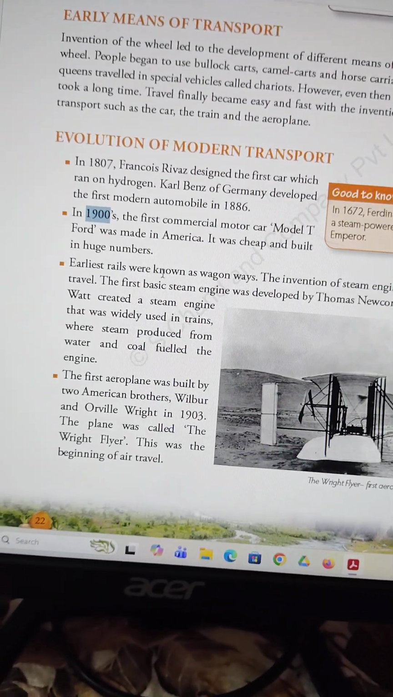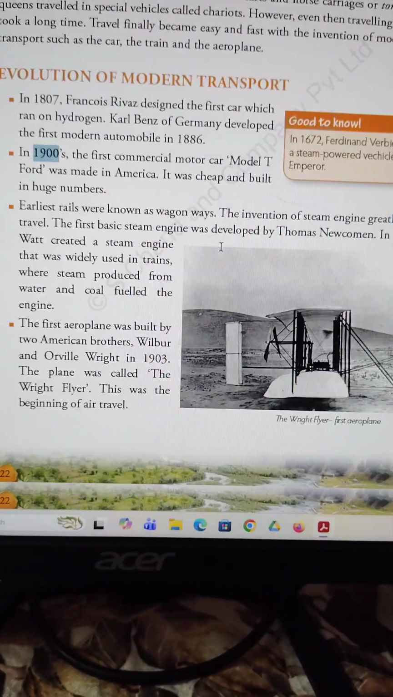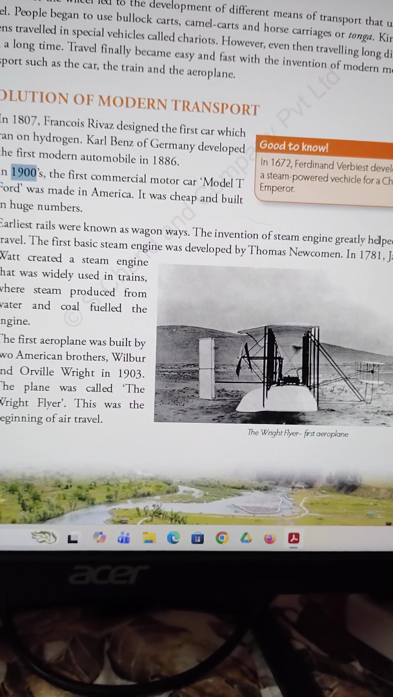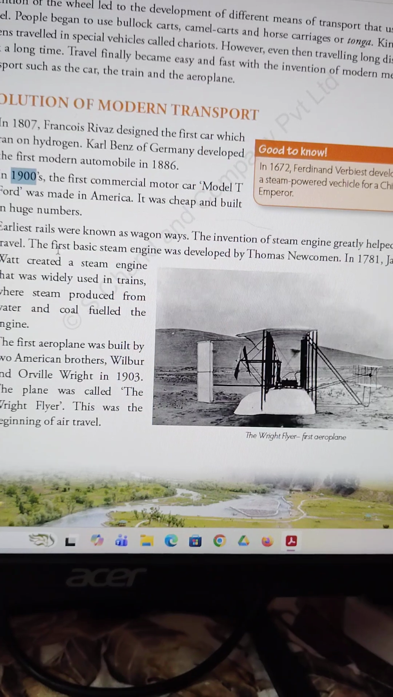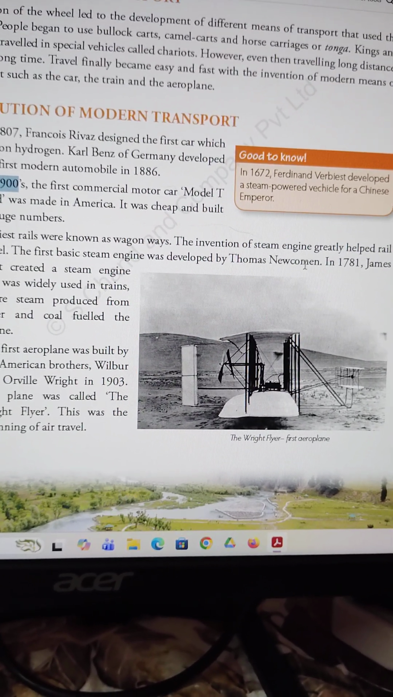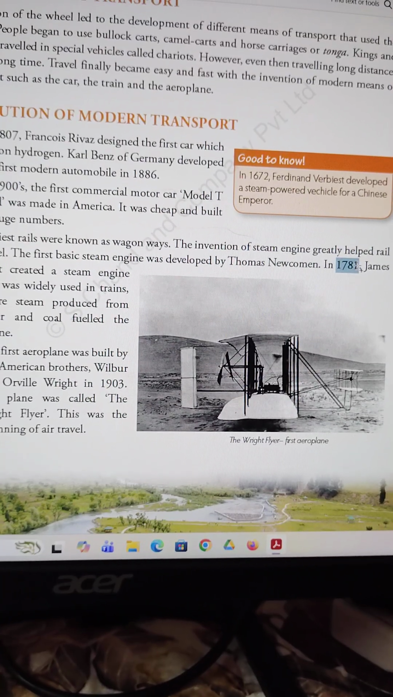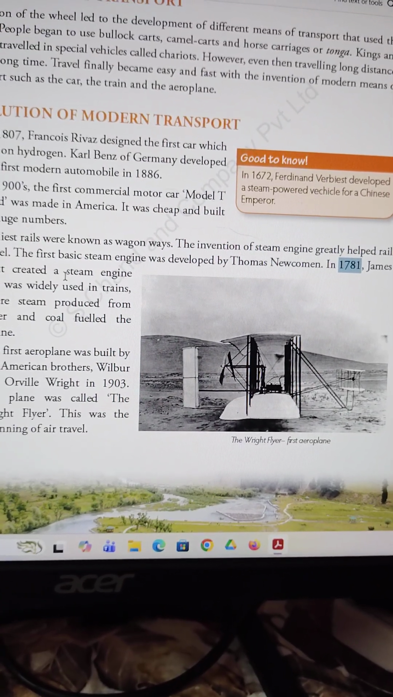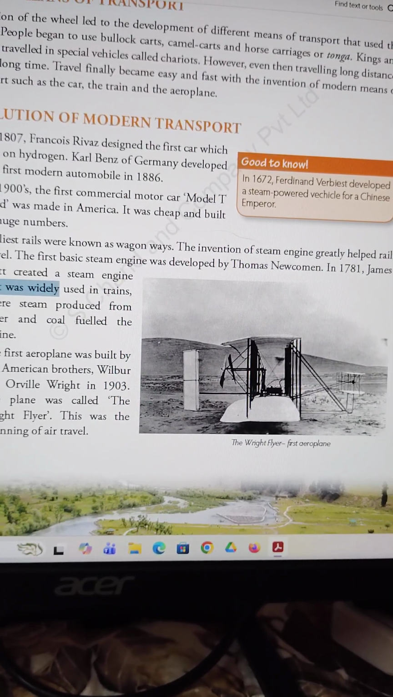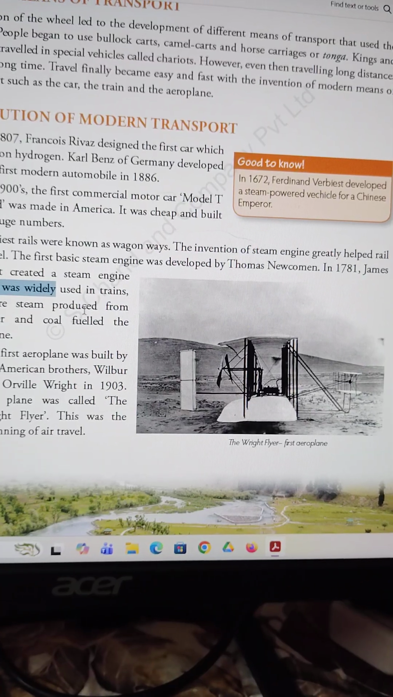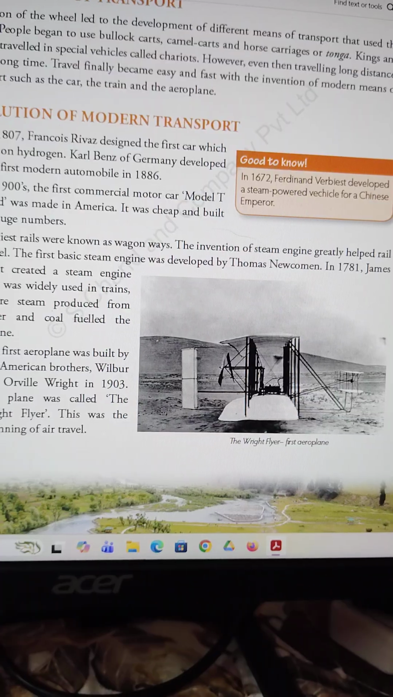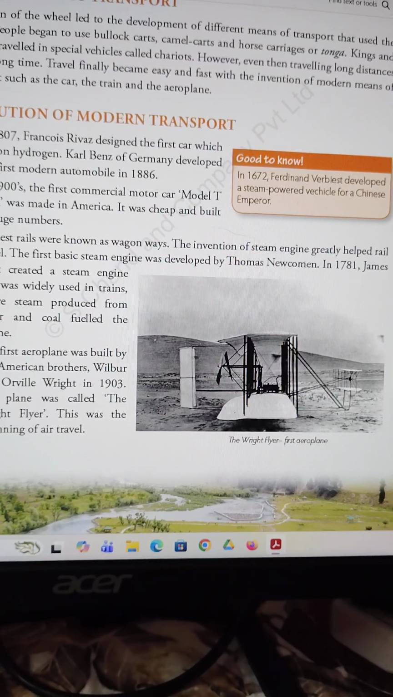The earliest rails were known as wagon ways. The invention of the steam engine greatly helped rail travel. The first basic steam engine was developed by Thomas Newcomen in 1781. James Watt created the steam engine that was widely used in trains, where steam produced from water and coal fueled the engine.